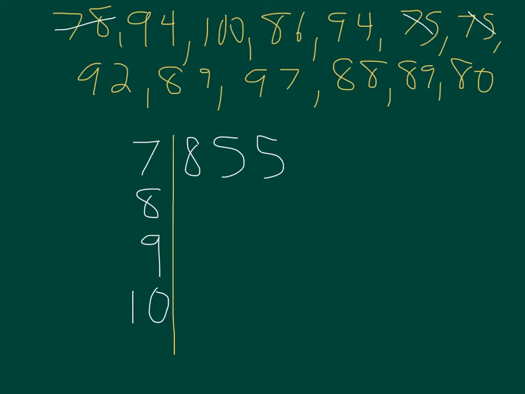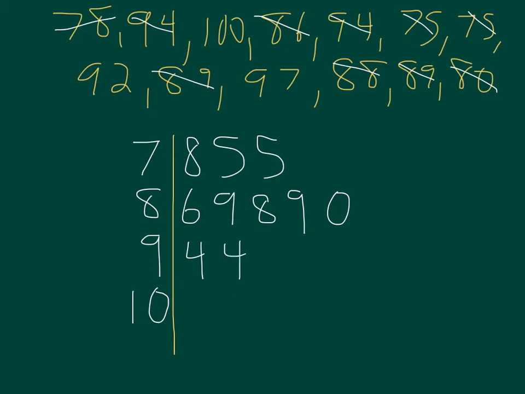Now let's go through our 80s. We have 86, we have an 89, we have an 88, we have another 89, and we have an 80. Now for our 90s, we have a 94, we have another 94, we have a 92, and we have a 97. Finally, we have one 100.